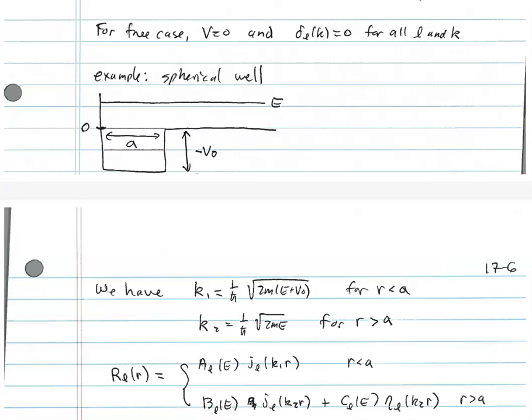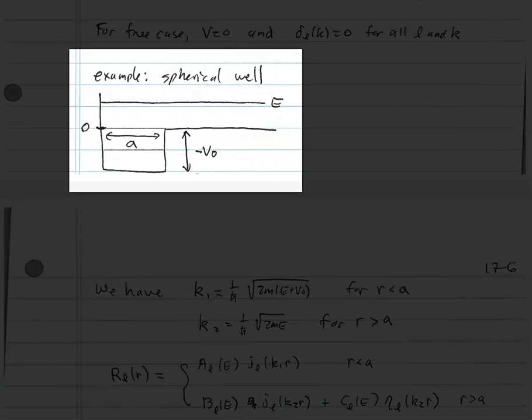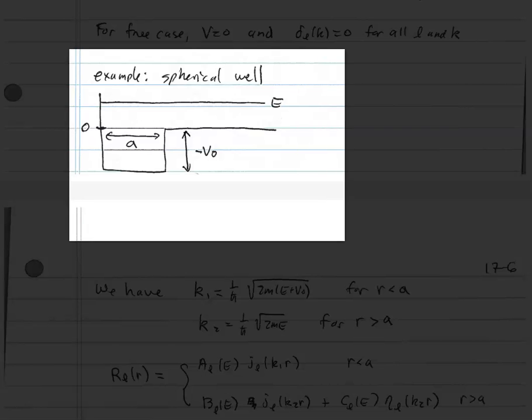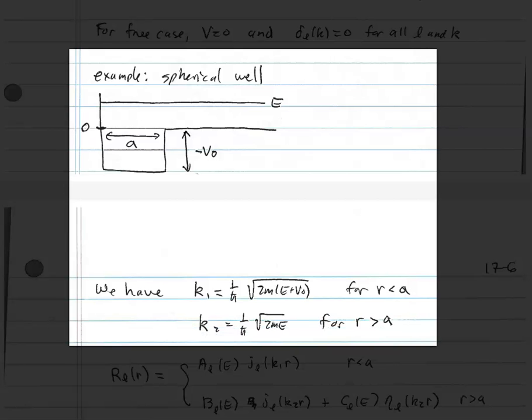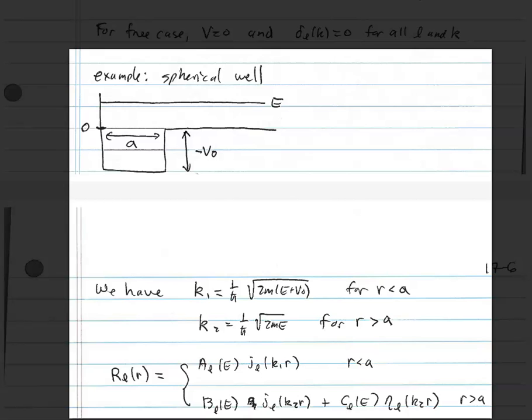We're going to look at a free case where V is equal to 0 and delta_L of k is equal to 0 for all L and k. That's essentially a trivial case. We're going to now look at a less trivial case, which is a spherical well. The well has a width a. That means my scattering center is kind of like a leaky ball with a potential minus V0 and a radius a to the ball. We have two k's that we can define. k1 is the square root of 2m(E plus V0) over h bar squared, and k2 is the square root of 2mE over h bar squared. The free particle waves will go like k1 for r less than a, and they'll go like k2 for r greater than a.